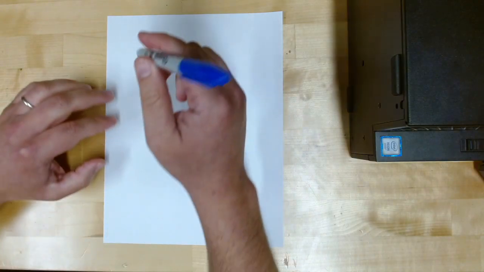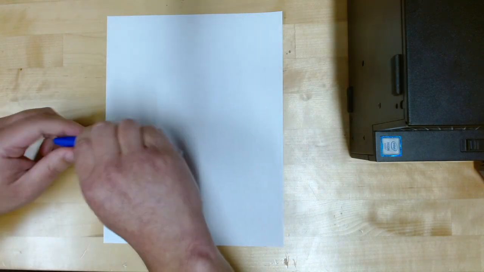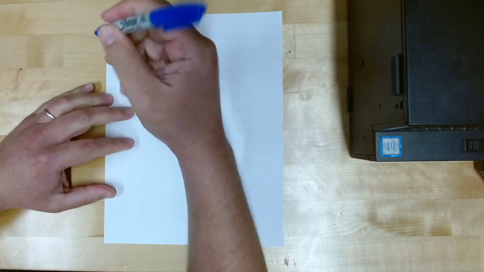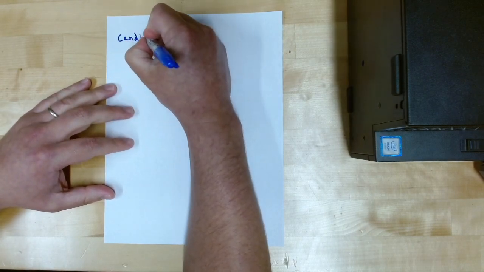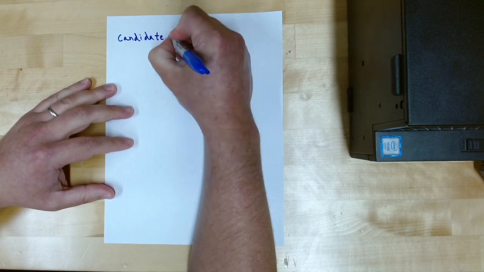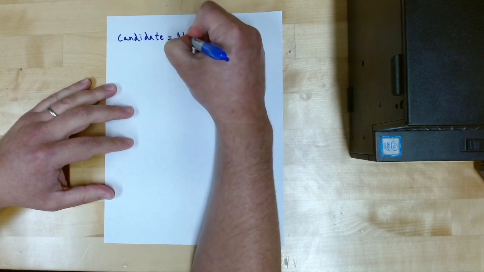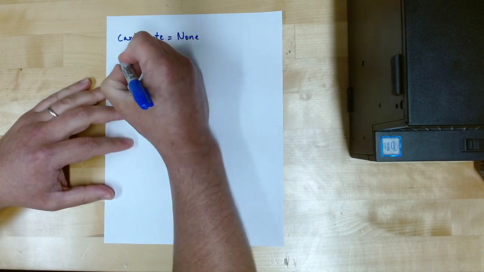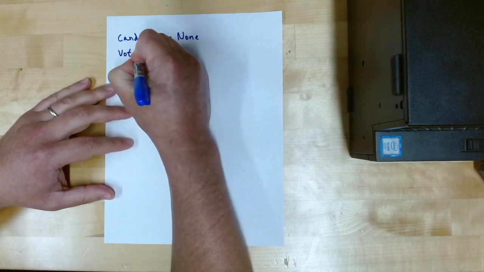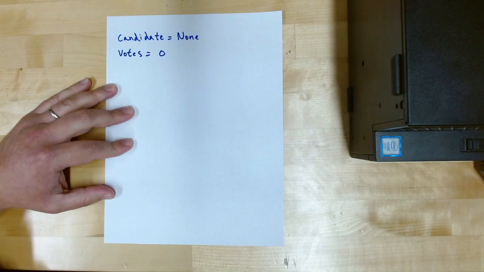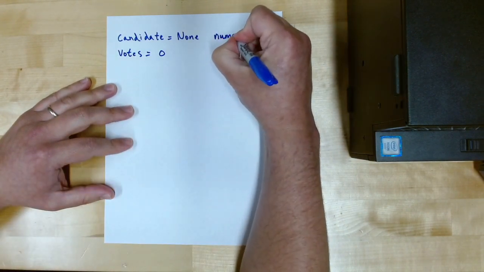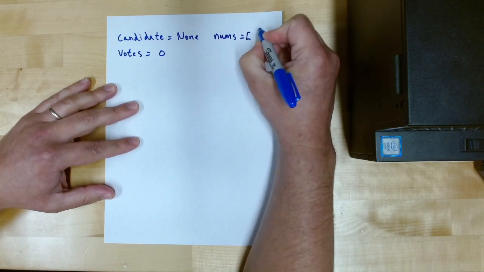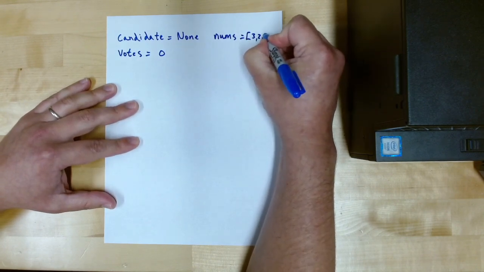Okay, we saw a nice little animation explaining our code. Now let's just write it out by hand. We're going to have a couple of variables. We're going to have our candidate, which is going to start off at none. And then we're going to have our votes, which we're going to start off at 0. Now let's create a list. We'll have nums. We'll just do the example from Leetcode, 3, 2, 3.